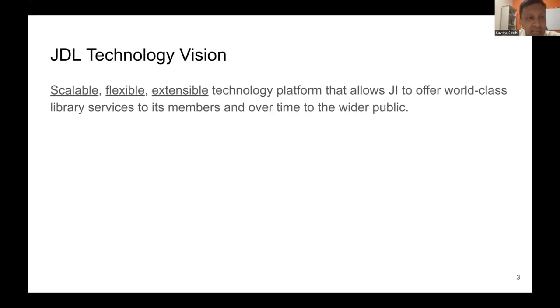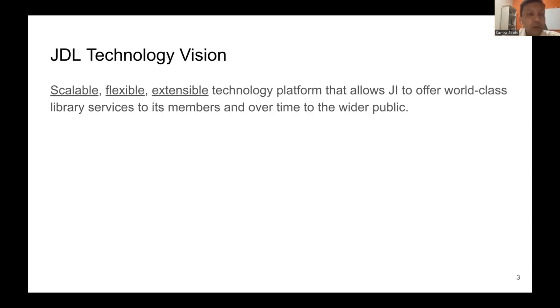So that's why these three words that I have highlighted: scalable, flexible, and extensible. These are the three words that we decided the technology should be like. Scalable in the sense, it could be in terms of the resources, the number of items we have. It could be in terms of number of users we have. It could be in terms of the kinds of features and services we offer. So it had to be scalable and flexible.